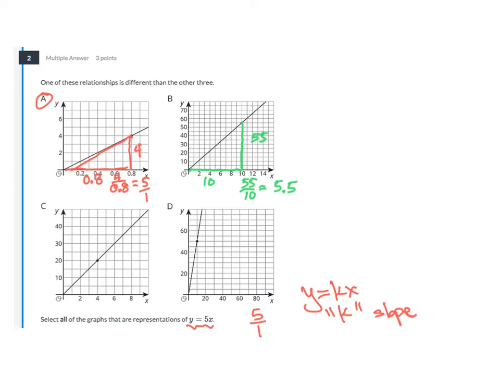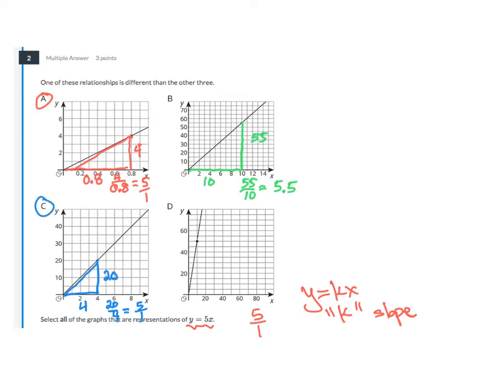Let's look at C. Again, slope triangle. My horizontal is 4. My vertical is 20. So 20 divided by 4. Put that in the calculator. Press enter. We get 5, or 5 over 1. Is that the same as the 5 over 1 that we're looking for over here? Yes, so C is an answer.